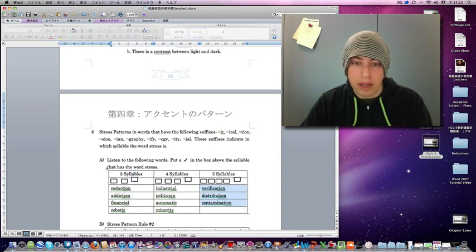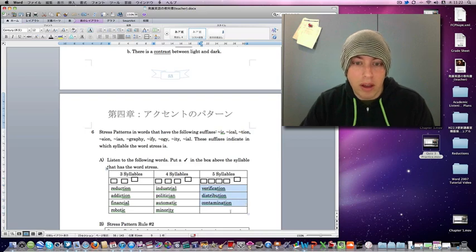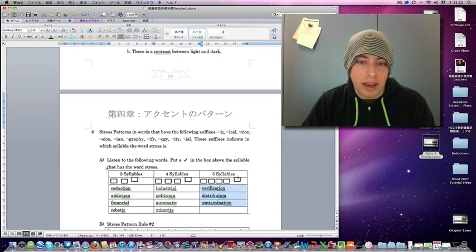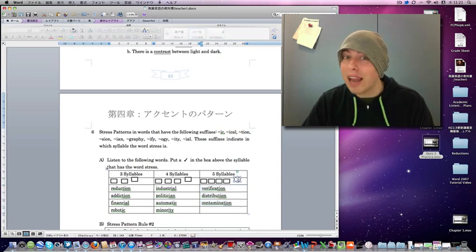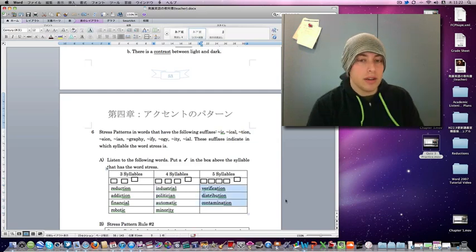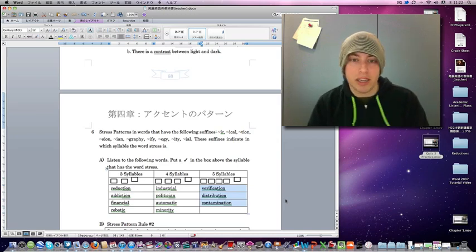Let's see if this rule applies to the five-syllable words as well. All of these words end in the -shun suffix ending. Where is the word stress? Here, I want to point out, again, that the last syllable is the suffix. Where's the word stress? Ready? Verification, distribution, contamination.